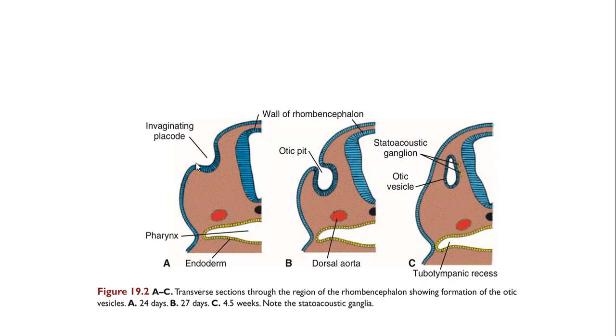The thickened otic placode invaginates rapidly and forms the otic, or auditory, vesicle on the 27th day. The otic vesicle is formed completely. There is an invagination of the placodes. Then the otic pit forms around the 27th day, and around 4.5 weeks, the vesicle is formed.